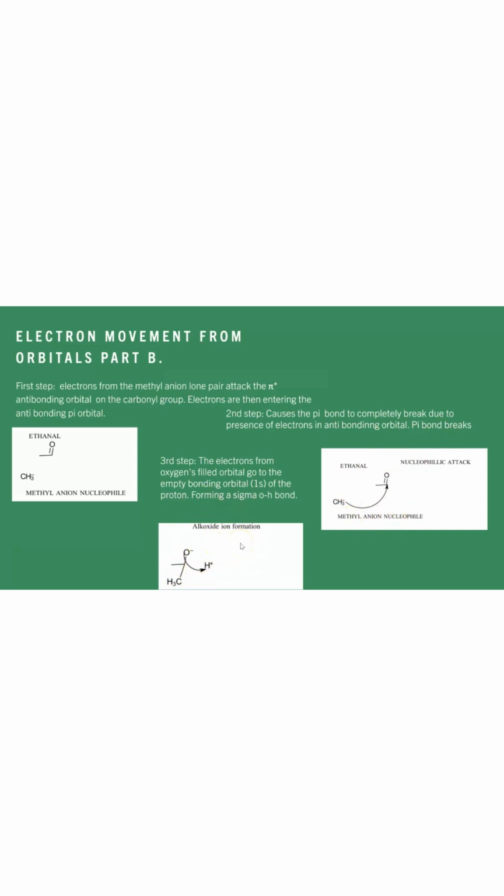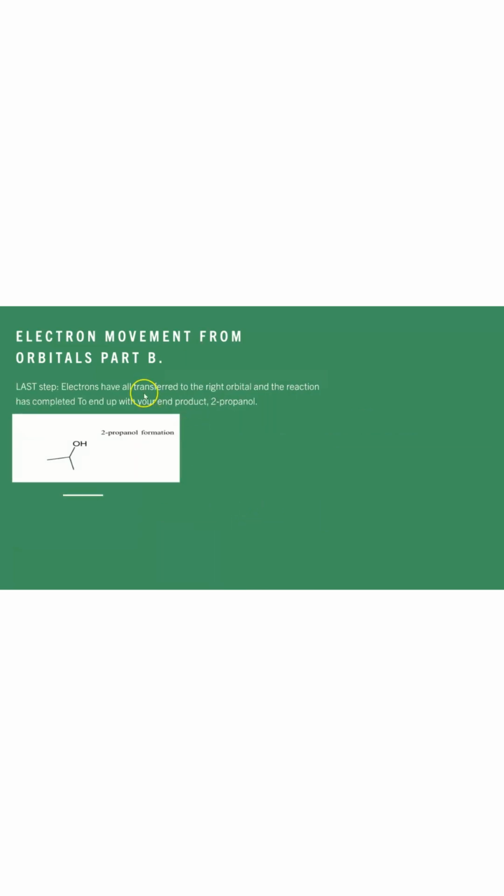Therefore, the proton present will receive the electrons from the pi star orbital to the bonding 1s orbital on the proton, forming a sigma bond between both atoms. Therefore, the end product is formed of isopropanol. And the last step, electrons have all transferred to the right orbital, and the reaction is completed to end with your end product 2-propanol.